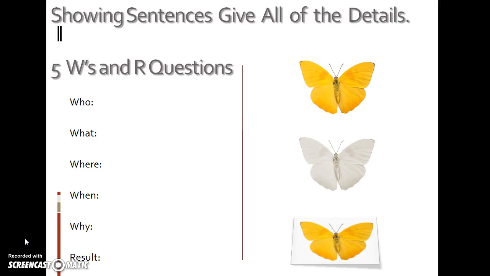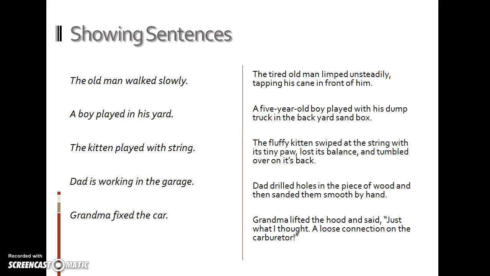So now you should take a moment and look at your sentence. What questions did you answer? More than likely, you gave me some details about who, what they were doing, where they were doing it, when, why, and maybe even what the result was. This is called 5 W's and an R. Essential information that gives more details.